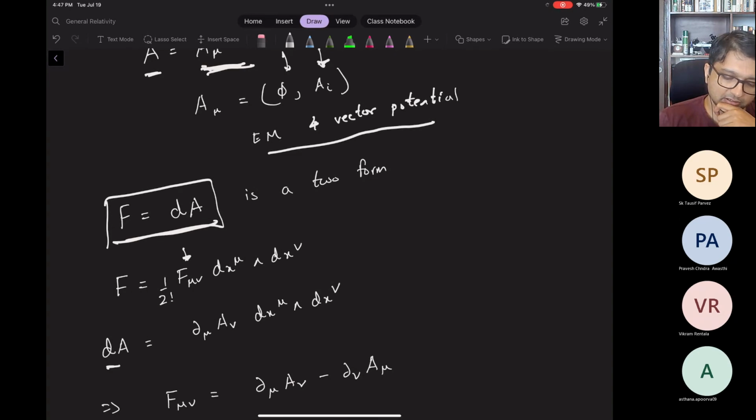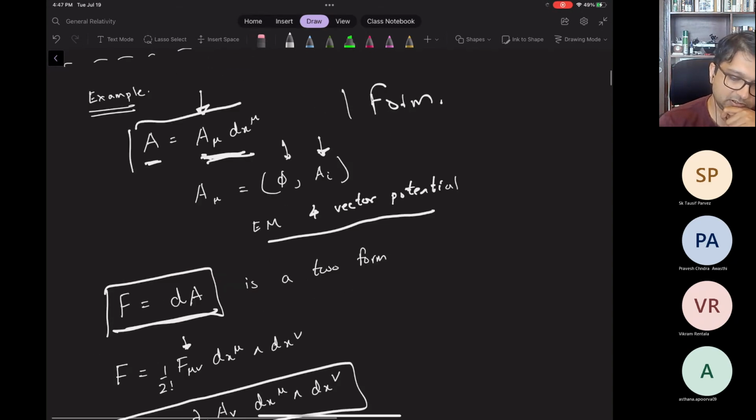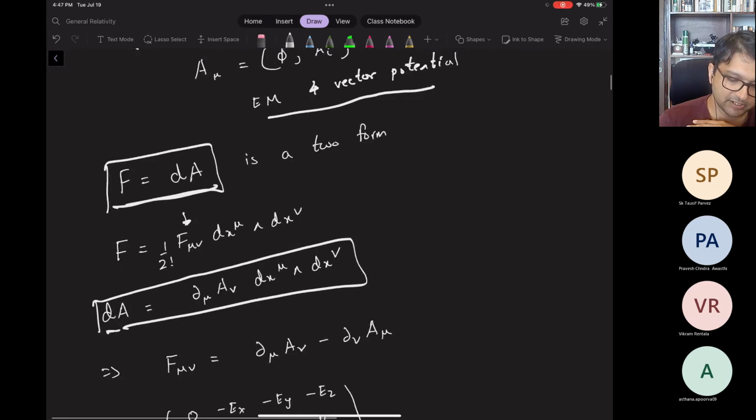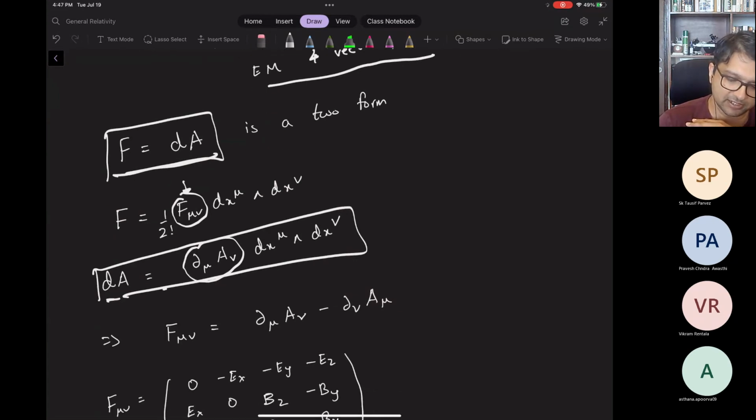And dA is equal to partial mu A nu dx mu wedge dx nu. This is just a definition of what we mean by the exterior derivative acting on A mu dx mu. And so if we're saying F is equal to dA, that gives us a relationship between these F mu nus and these coefficients, partial mu A nu. That relationship is basically saying that we equate the coefficients of dx mu wedge dx nu. And so what we're saying is F mu nu is equal to partial mu A nu minus partial nu A mu. Why is that? Well, this coefficient is not antisymmetric, but this coefficient is antisymmetric.